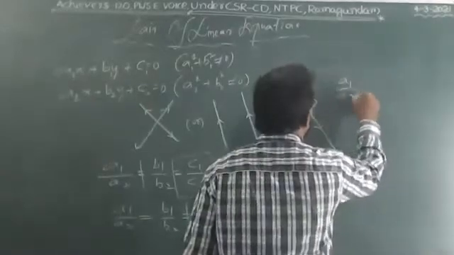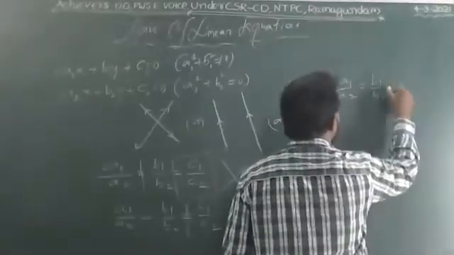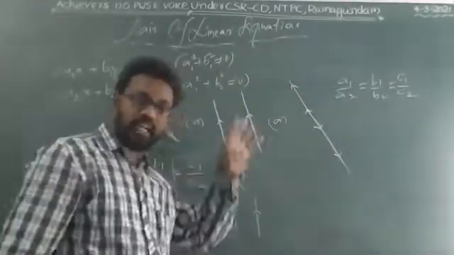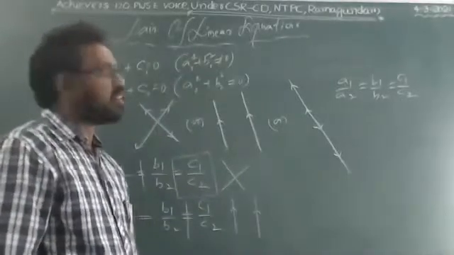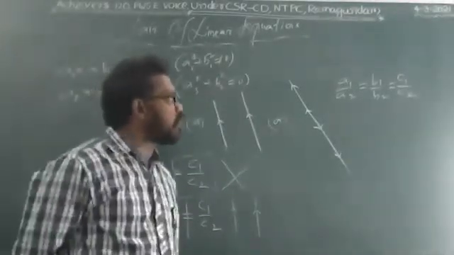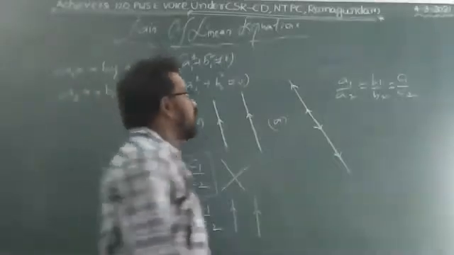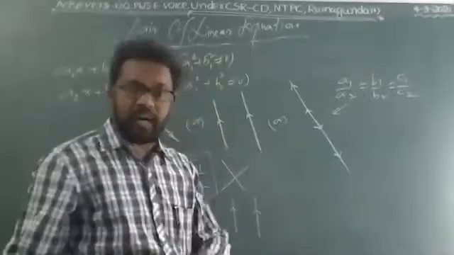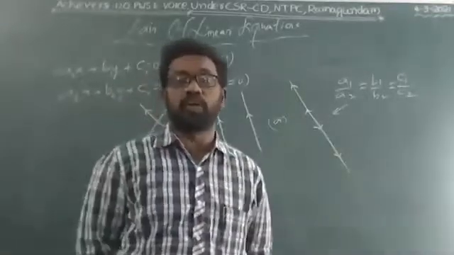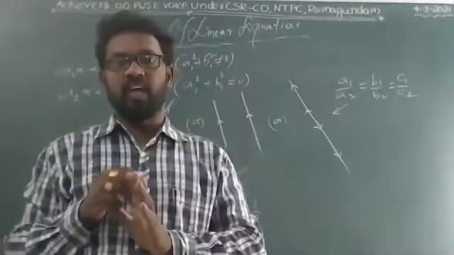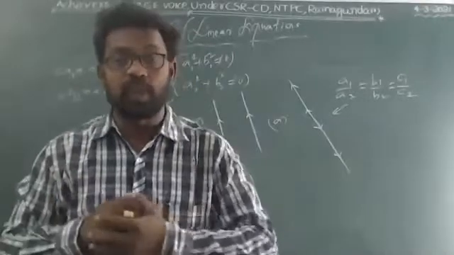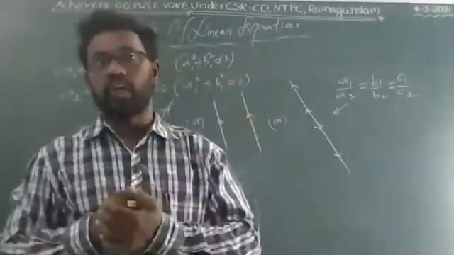And finally, one more: a1 by a2 is equal to b1 by b2 is equal to c1 by c2. All are equal. Then this will be like this. Dependent, and unlimited solutions will be there. It is called a consistent pair of linear equations because they have the solution, right?